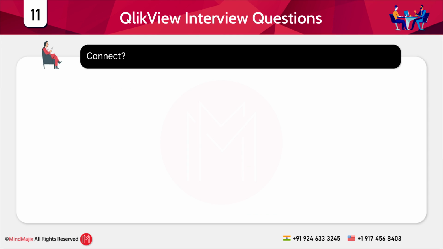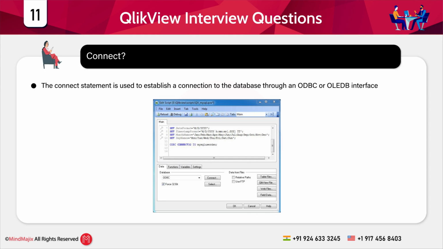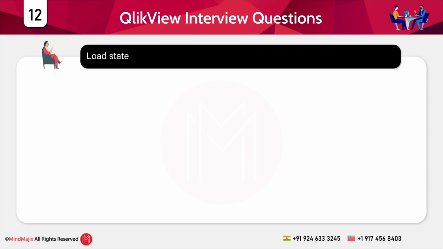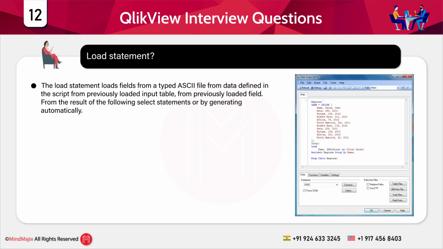Now, what is connect? Connect is a process of connecting to a database, that means through ODBC or OLEDB. At the time of creating a connection to a database in the extract layer, you can use connect. Select statement: the select statement is used to identify fields and tables to load from the current database. So whenever you select, you can select the tables to bring into QlikView. Load statement: the load statement is a process of loading the data from the table into QlikView.